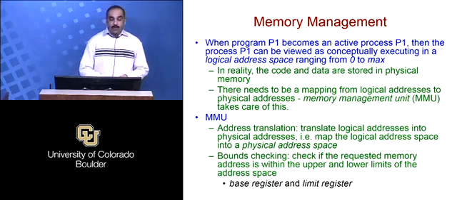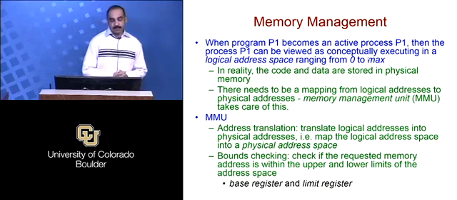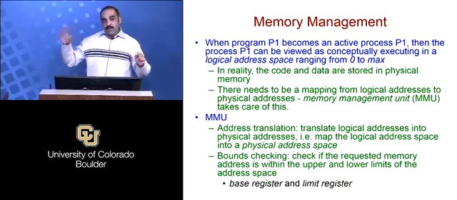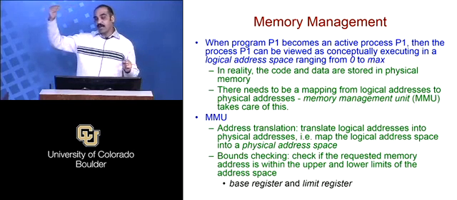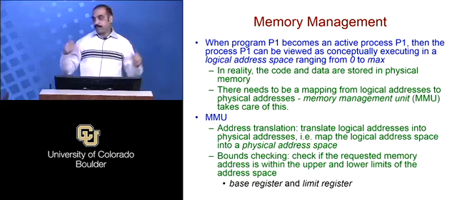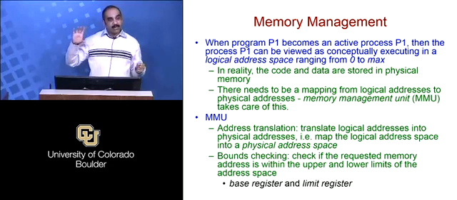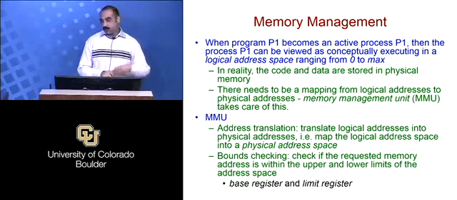When a program becomes an active process, this process can be viewed as conceptually executing in a logical address space ranging from 0 to some max. When you compile a program, it is assumed that the program is going to execute in an address space, and those addresses will start from address 0 and continue until some max. So for every program that you compile, its logical address space starts at address 0 and runs to some maximum.